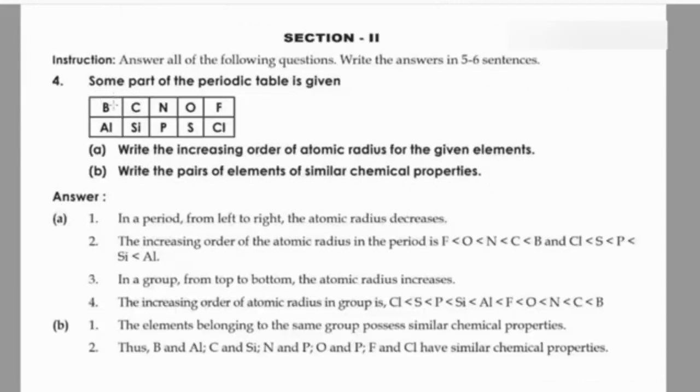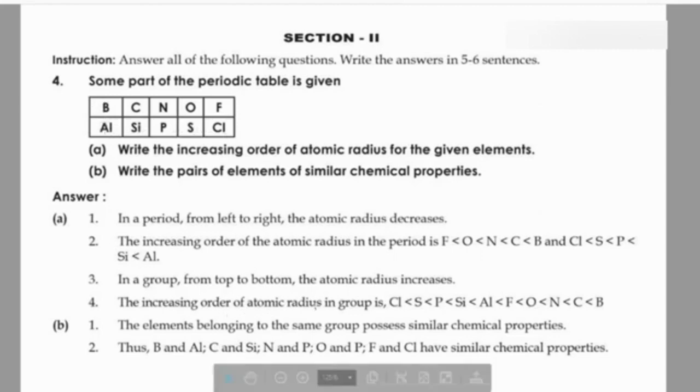Table related question. Some part of the periodic table is given. Write the increasing order of atomic radius of the given elements. In a period, from left to right, the atomic radius will decrease. The increasing order of the atomic radius will be: B is greater than C, greater than N, greater than O, greater than F. Or F is less than O, less than N, less than C, less than B. Similarly, Cl is less than S, less than P, less than Si, less than Al. In a group from top to bottom, the atomic radius increases.